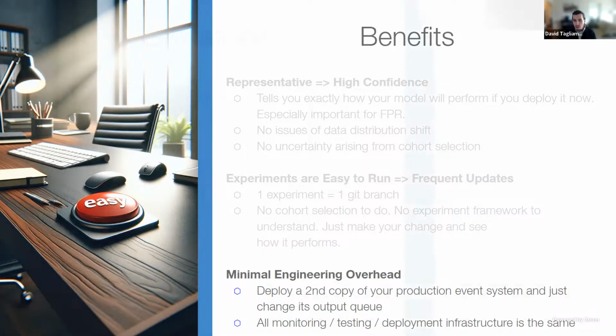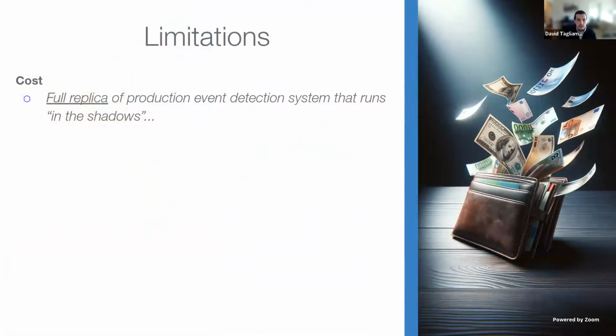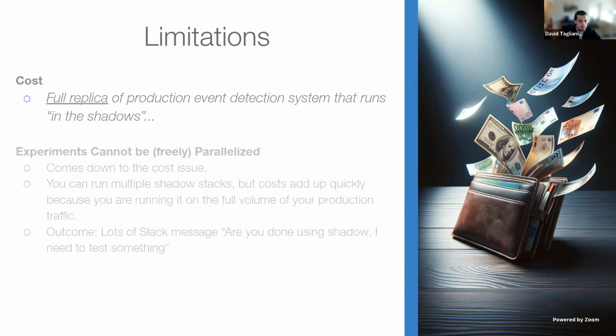With any system, of course, there are downsides, and here the main one is cost. So you are running a full replica of your production system. So if you have a lot of traffic, or if you're running heavy models that are quite expensive to operate, all those costs will get duplicated. You could, of course, modulate this. You can turn it on only when you want to run an experiment, and turn it off after. That's one way to save costs. But while experiments are running, it can be quite expensive.